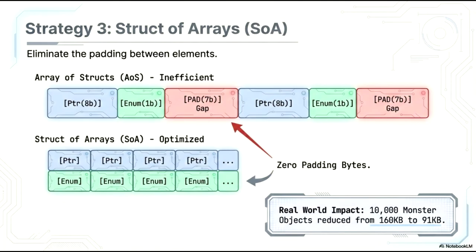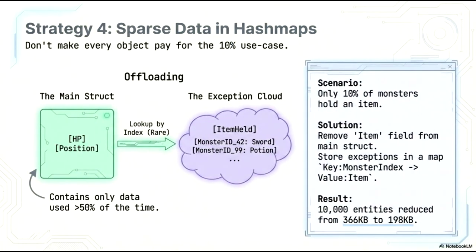The real-world impact of this optimization is significant. In this example, the memory footprint for 10,000 monster objects is reduced from 160 kilobytes to just 91 kilobytes. Beyond the space savings, this structure also improves performance by increasing cache locality when the CPU needs to iterate over a single specific field. Strategy 4 focuses on managing sparse data in hash maps.